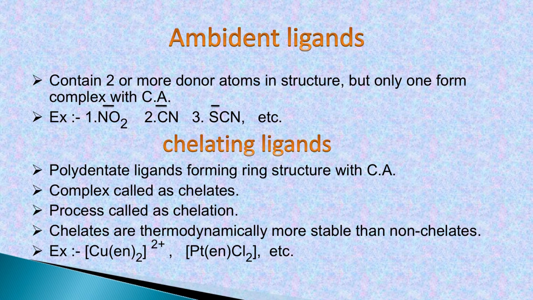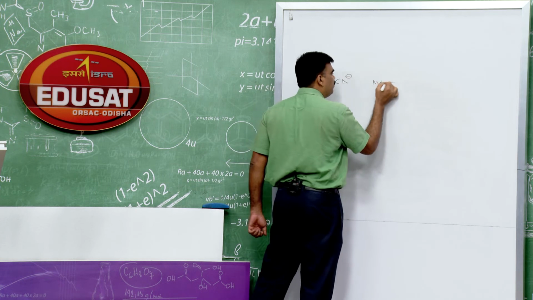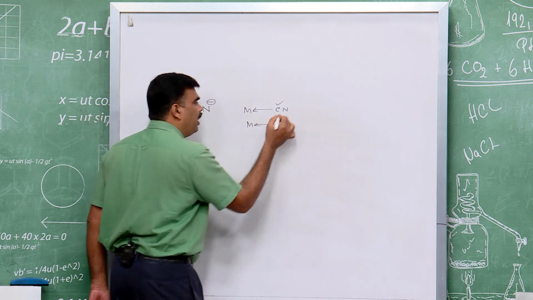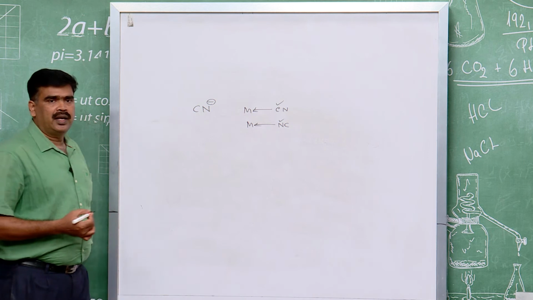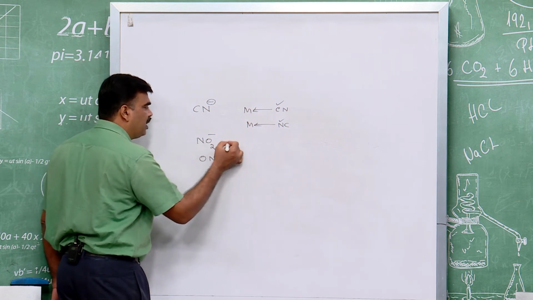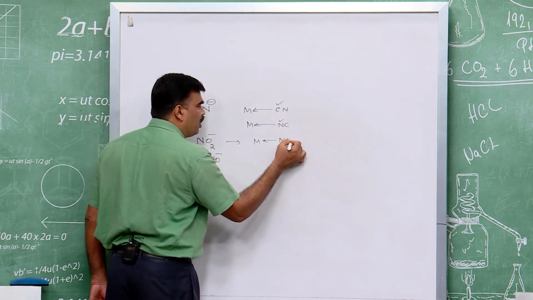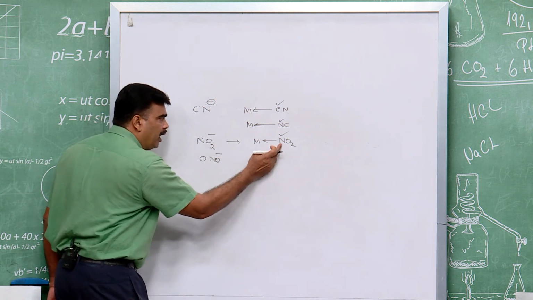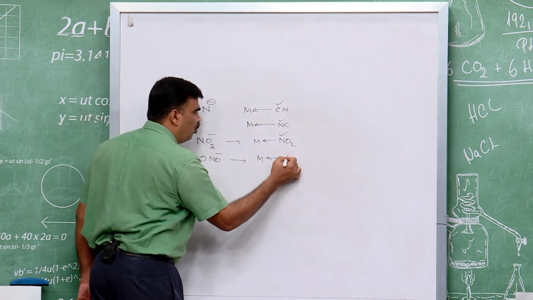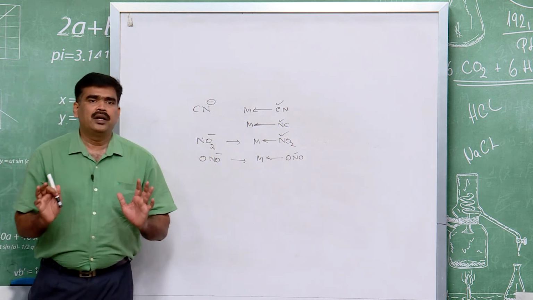ambident ligands. Identify them. See, here is cyanide, it can connect to M through C and also through the N terminal. Okay, and nitro NO2 minus and ONO minus. See, the formula is the same. When it is connected through N, it cannot be connected through O. Similarly, when it is connected through O, it cannot be connected through N. They are called ambident ligands.